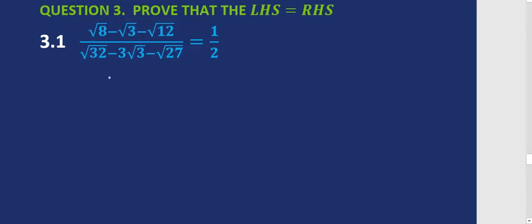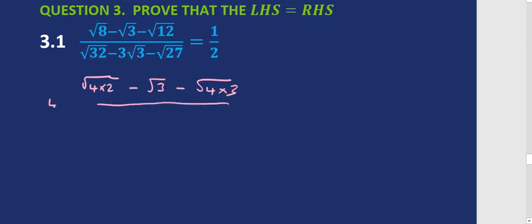How do we break 8? We can break 8 into 4 times 2. Remember, 4 can be square rooted and 2 is a prime number. That's already in simplified form. 4 times 3 will give us the 12. Okay, of course, this is the left hand side.